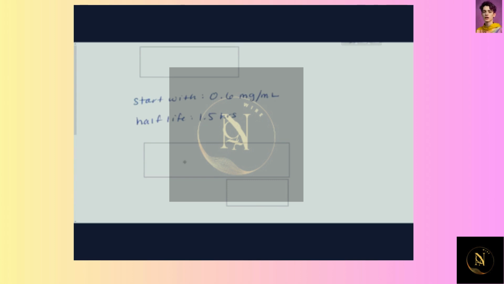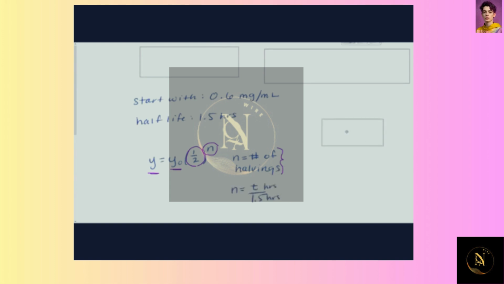Now, with all the other half-life problems we've done so far, they've all fit into this kind of mold, where we have a starting amount, y naught, an ending amount, y, and we have the half that stands for cutting the substance in half to the n power, where n is the number of times it's been cut in half, the number of halvings. And the way we find the number of halvings is we take the amount of time that has elapsed and divide it by the half-life.